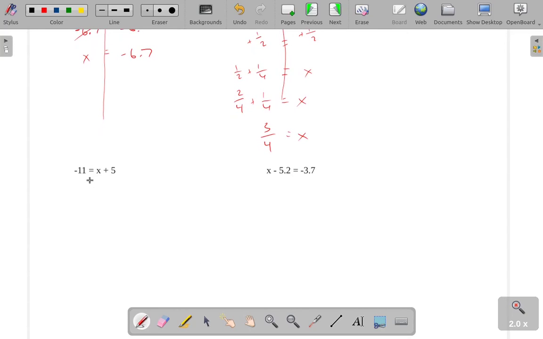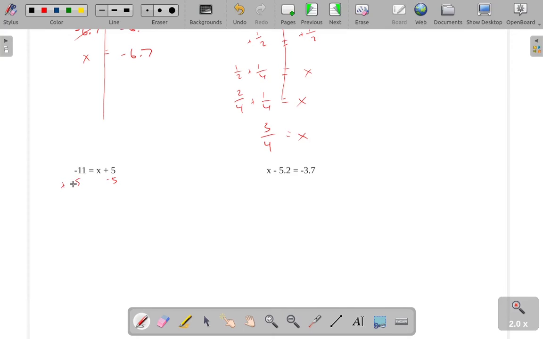Alright, on this example, I'm doing x plus 5 equals negative 11. You can see it doesn't really bother me at all that it's written negative 11 equals x plus 5. I'm kind of focusing in on where the x is. I'm currently adding 5 to get negative 11, so if I want to get rid of that adding 5, I'm going to subtract 5 from both sides.